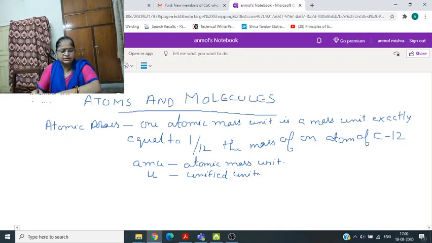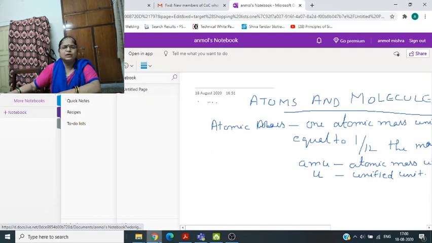Now, how do atoms exist? I have already told you that atoms are capable of existing independently. They can also form molecules, they can also form ions, they can also form compounds. So we will continue that. I told you the definition of molecules, now I will tell you in detail.